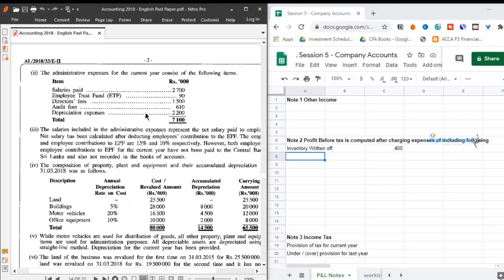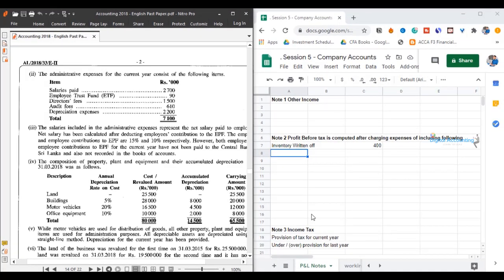Some information we need to show under note number 2 also. ETF expenses, director fees, audit fees should show under note 2. So we can record ETF expense.